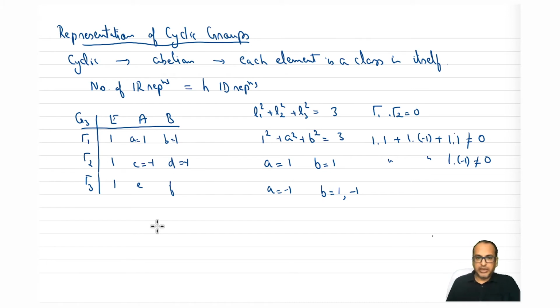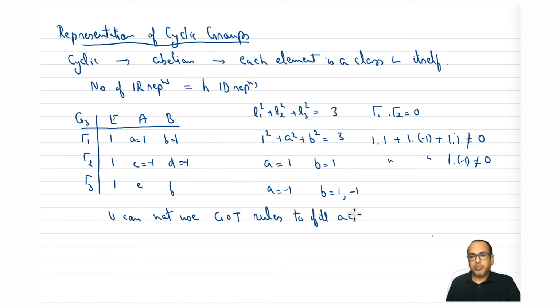So that tells you that you cannot use GOT rules to fill a cyclic group. So you have seen now an example. Okay, so how do we go about it then?